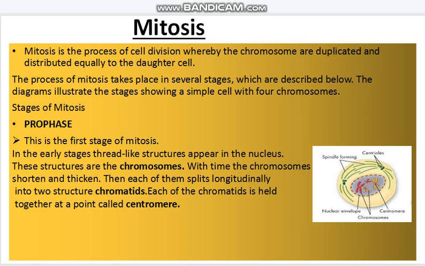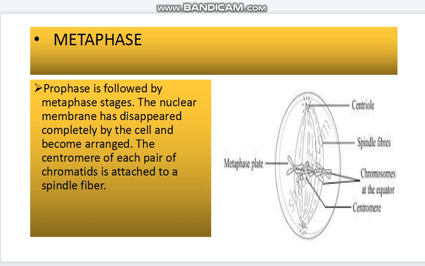I hope it's clear. Now the second one is metaphase. This is the stage which falls after the prophase. The nuclear membrane has disappeared. Before, in the prophase, the nuclear membrane was there, but in this stage the nuclear membrane disappears completely and the chromosomes become arranged in the cell.